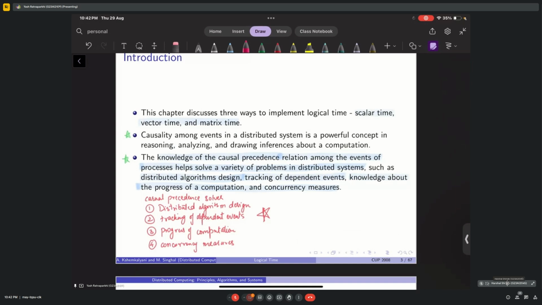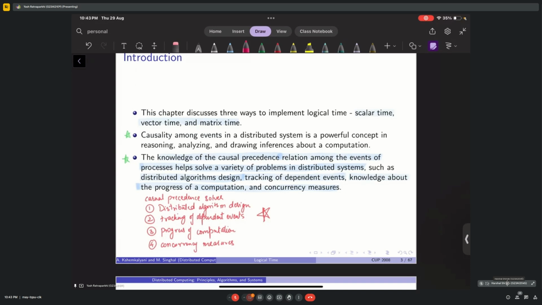This chapter discusses three ways to implement logical timing. The first one is scalar time, the second is vector time, and the third is matrix time. Now, as per the slides provided by sir and as per the course content, we will be focusing only on two timings at this moment. One is scalar timing, and the second is vector timing.